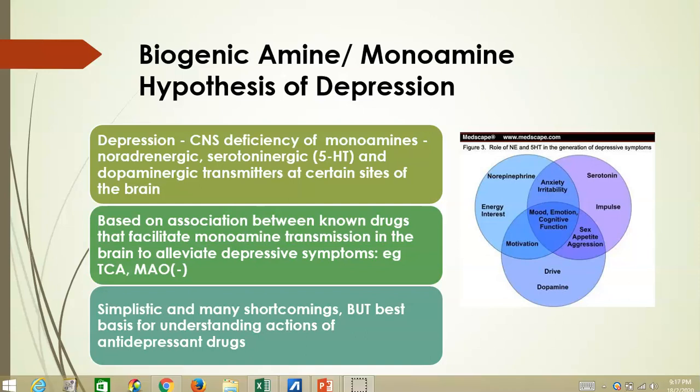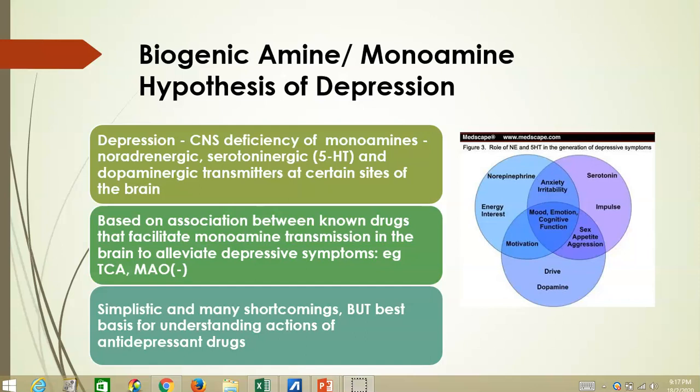So understanding the rationale or the basis for the use of antidepressant drugs in depression is really understanding the biogenic amine or monoamine hypothesis of depression. So what this hypothesis says is that depression is due to deficiency of monoamines at certain sites of the brain. So what are monoamines? They are your noradrenaline, serotonin, and dopamine, right? So the deficiencies of these three main monoamines are the reason why you get depression. So that's what it says.